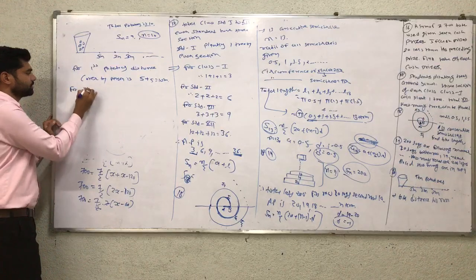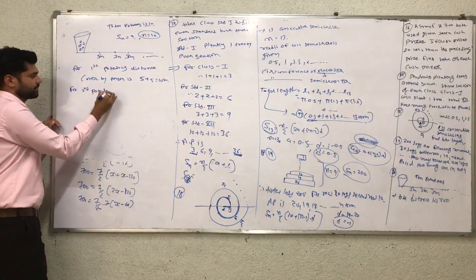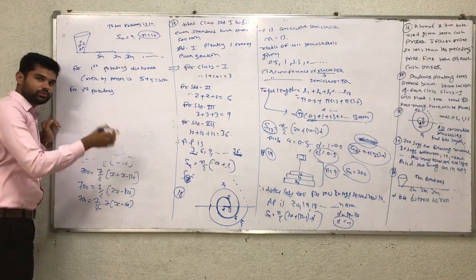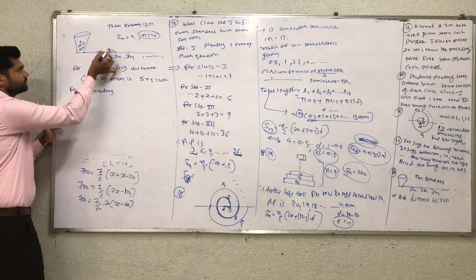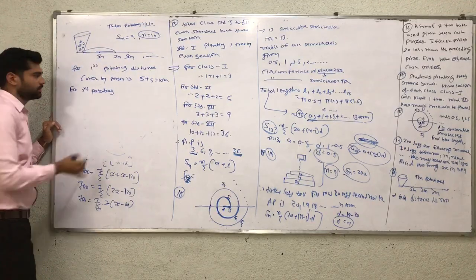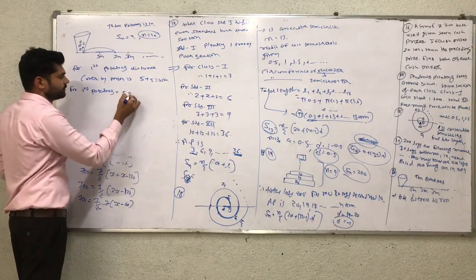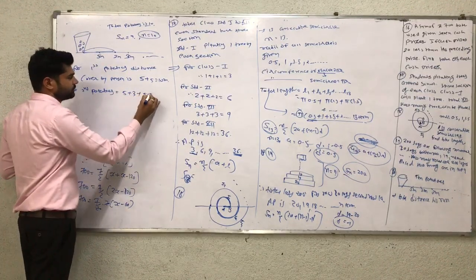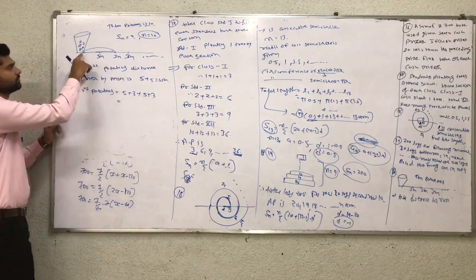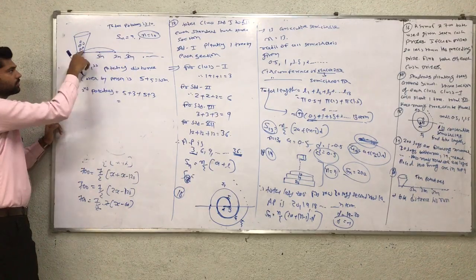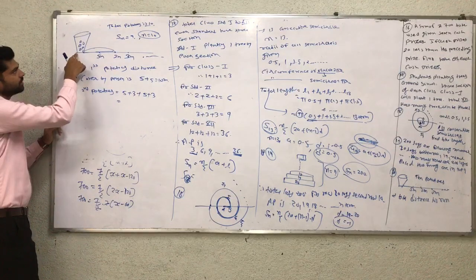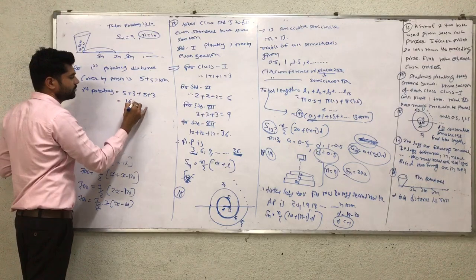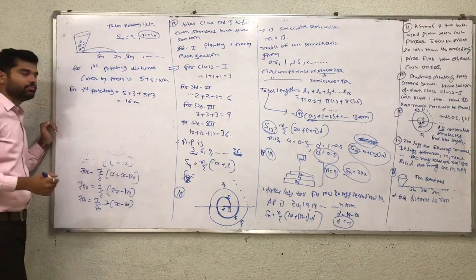Now for the second potato, 5 plus 3 for up and 5 plus 3 for down. It means 5 plus 3 for going and 5 plus 3 for coming back to put the potato in the bucket. So 3 plus 5 is equal to 8. Therefore the total distance is 16 meters.